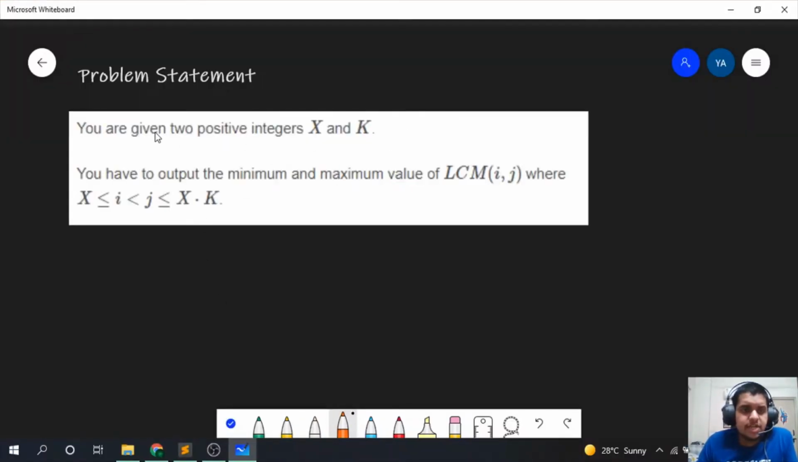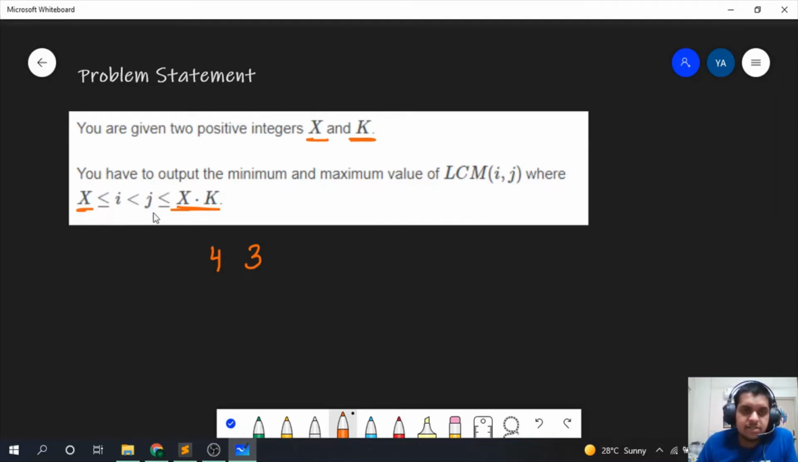The problem statement says that you are given two positive integers x and k. Now we have to output the minimum and maximum value of LCM(i, j) where i and j are between x and x times k. So let's take a hypothetical scenario where x is equal to 4 and k is equal to 3.